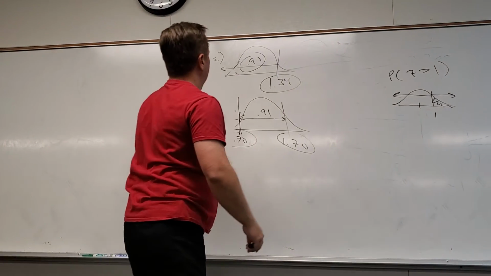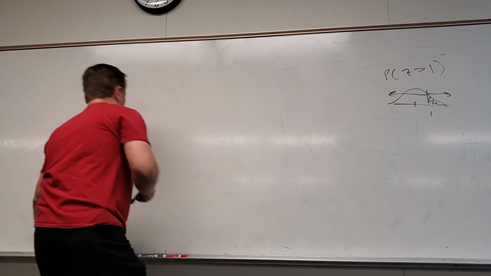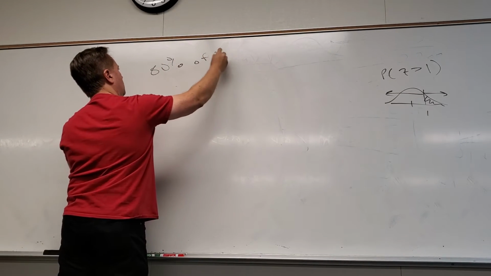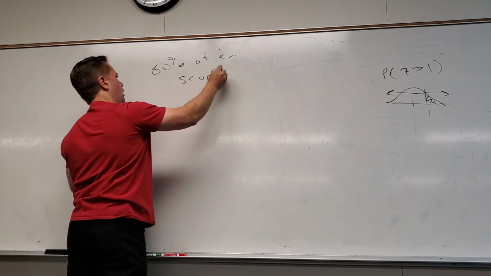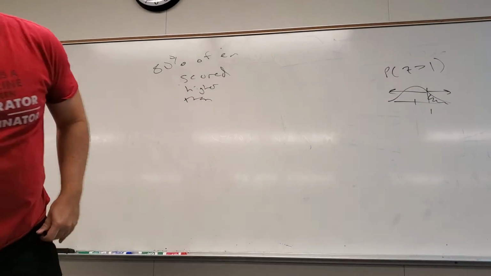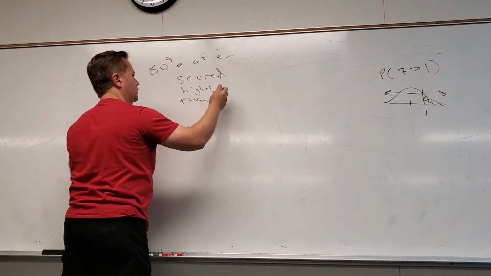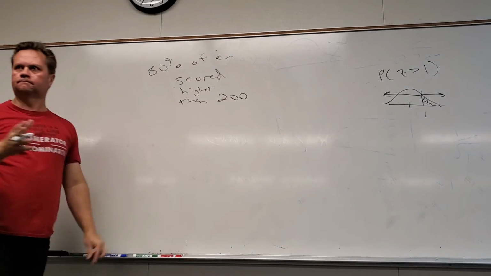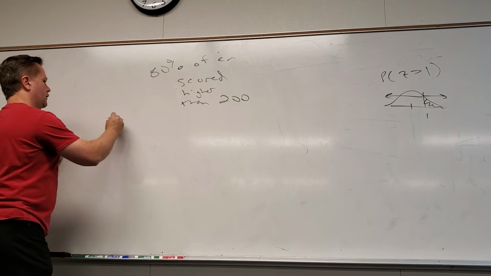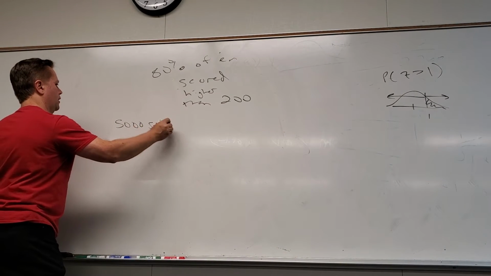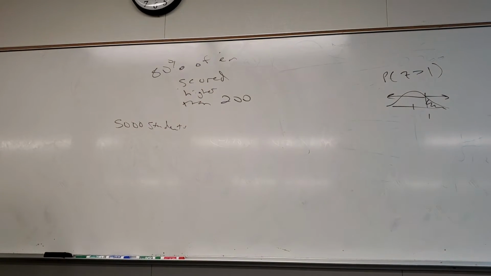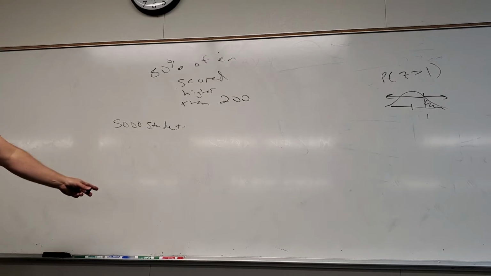So let me ask you this. If I knew that 80% of students scored higher than, I don't know, what makes sense? It doesn't really matter, Jeff. Scored higher than 200, right? You with me? And I have 5,000 students. How many of them would score higher than 200? 80% of 5,000, right? Okay.